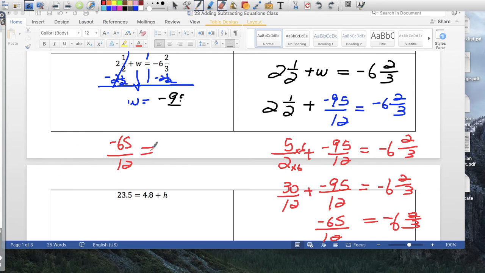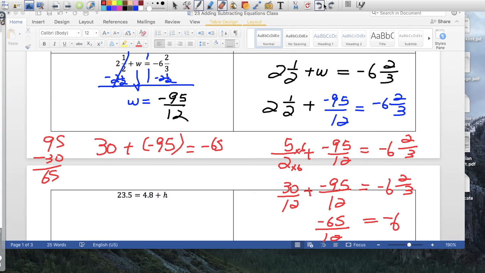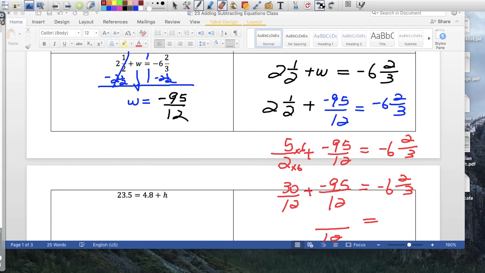12 goes into 65. Did I make a mistake somewhere? Looks like I did. 2 times 2 is 4, plus 1 is 5. 5 over 2 times 6 over 6, 12 times 6 is 30. There's my mistake. Negative 65. I can tell you 12 goes into 65 5 times. It's not 6. So there's definitely something wrong. So let me go back. That's why we do our check. I'm going to go back. There's something wrong. What did I do wrong?